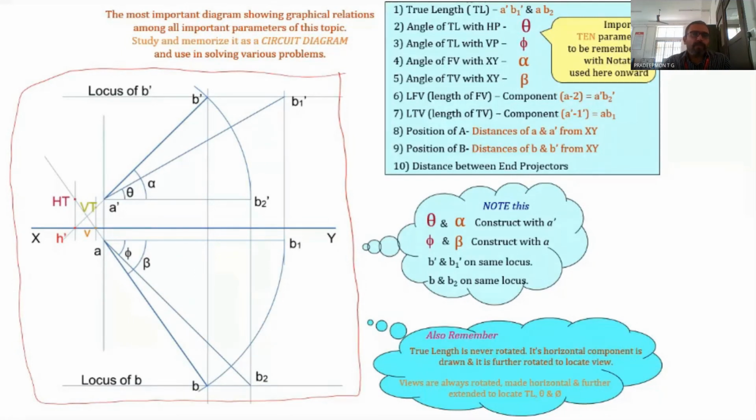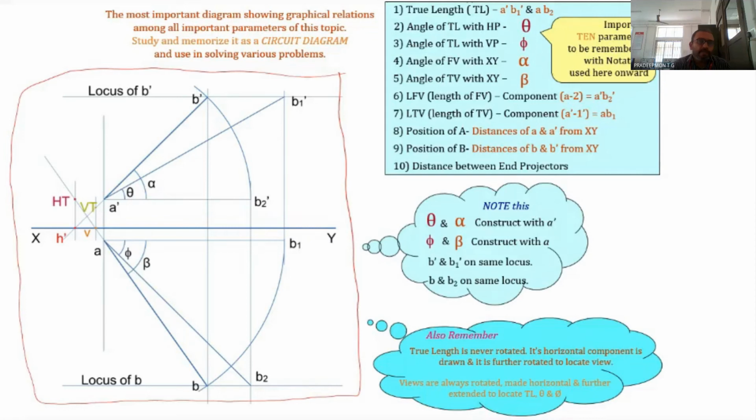In this figure, the front view A dash B dash is given, the top view AB is given, the true length and the true inclinations are given. A dash B1 dash is the true length and AB2 is the true length. True inclination theta is there, phi is there, and how to find out the HT and VT is also given.